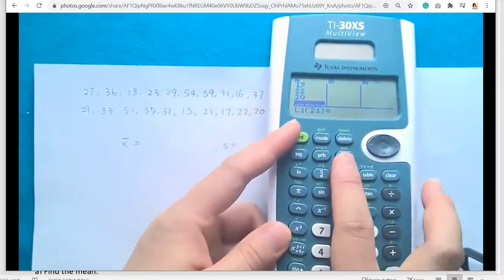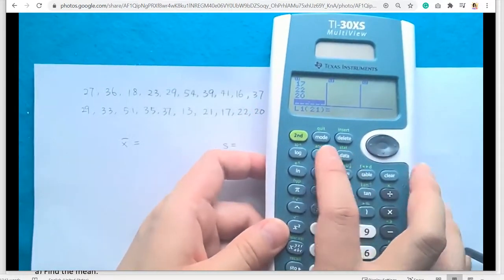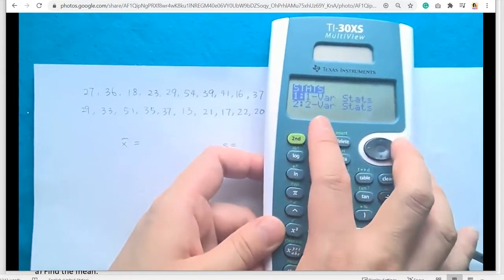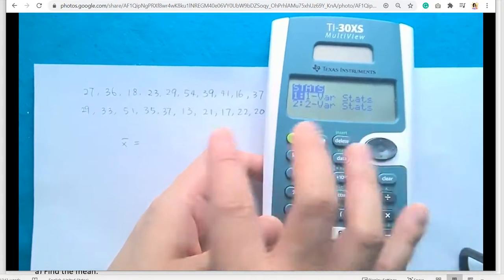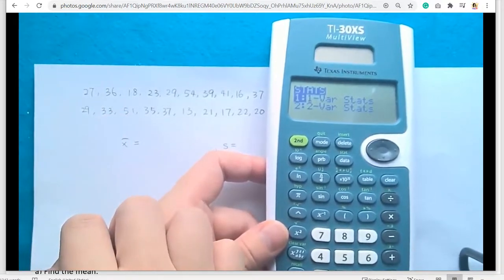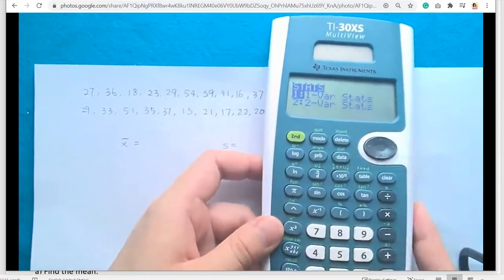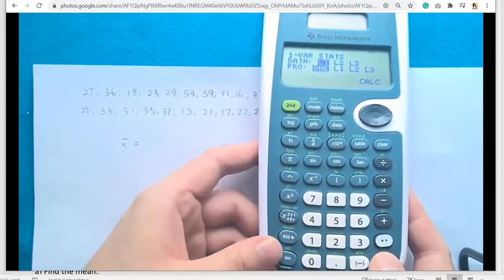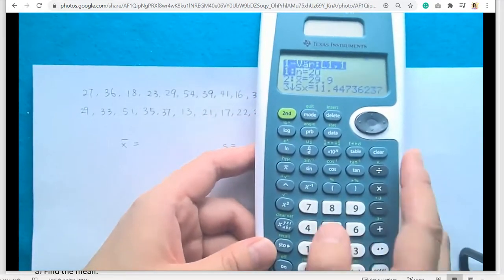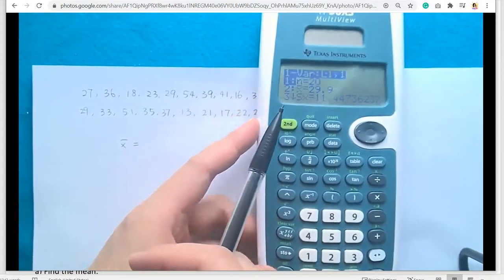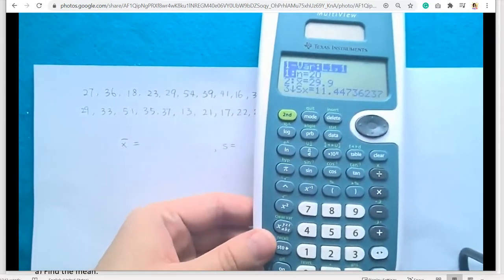And then on my calculator, you see the stats. This green color means we need to press second and then stats. You see, it's one variable stats or two variable stats. Here we only have the x values, so this is one variable stats. If we're doing the regression line, which is in chapter 11, we have two variable stats. Okay, so enter, and we're calculating the first column. Okay, so here we are. You see the x bar. The x bar is the sample mean, 29.9.